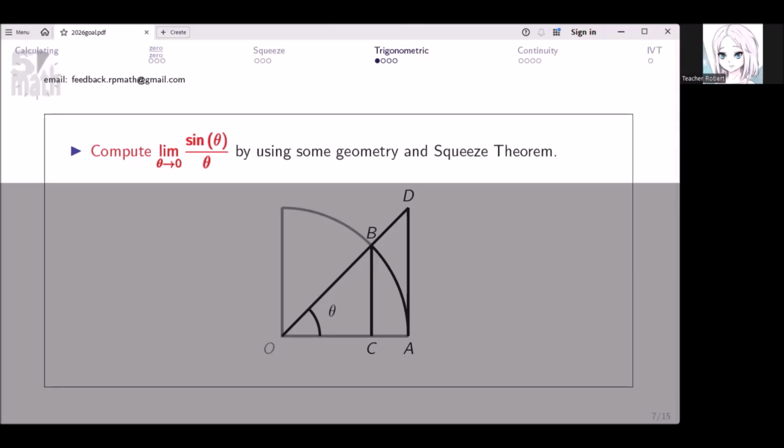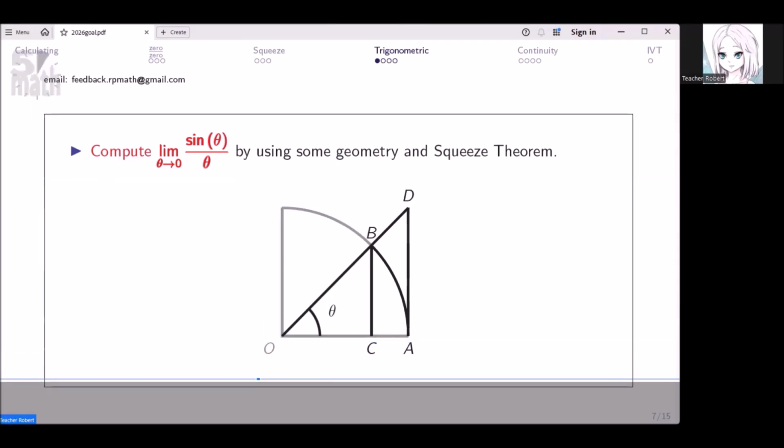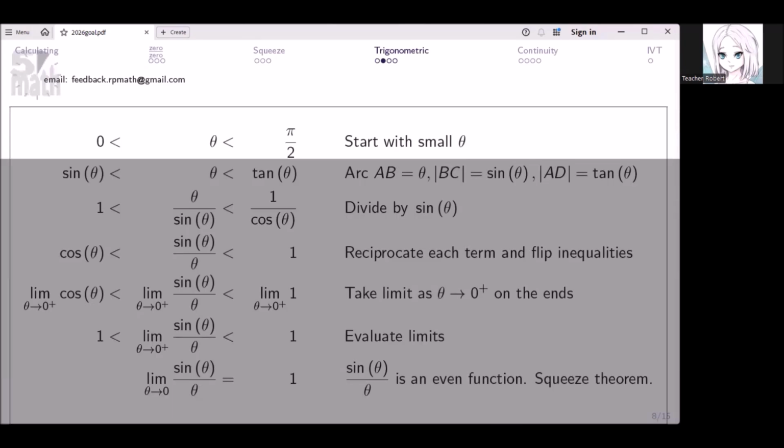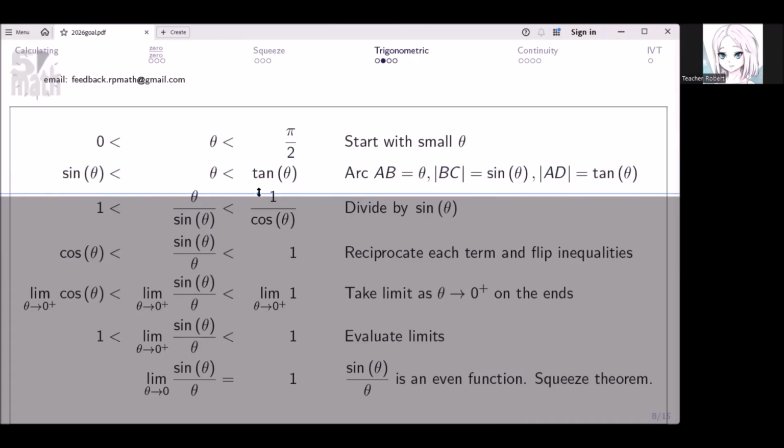Compute the limit as theta goes to 0 of sine theta over theta, by using some geometry and the squeeze theorem. Here's a picture. Start with small theta. Arc AB equals theta. Length BC equals sine theta. Length AD equals tan theta.